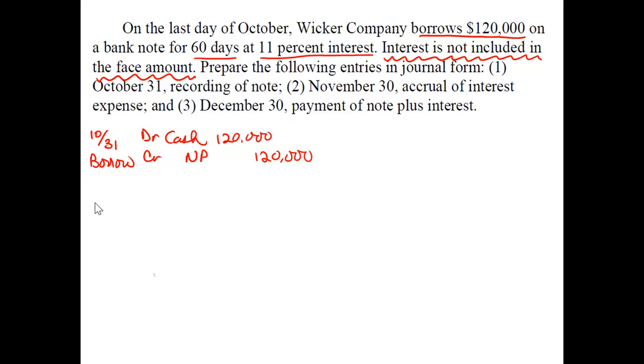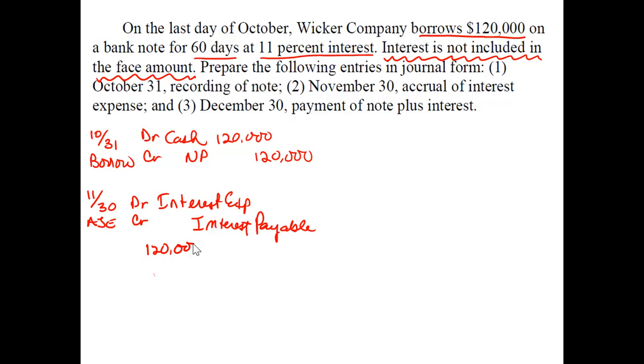At the end of November, which is the end of the year, which is November 30th, we need to make an adjusting journal entry to accrue the interest, because the interest clock has been ticking since October 31st. We need to recognize the liability, or the promise, that we will repay this interest. So we'll debit interest expense, credit interest payable. The amount of the interest is computed by taking the principal, the $120,000, times the interest rate, 11%, and 1 month, or 1/12, has passed, and so the amount of the interest that has accrued is $1,100.